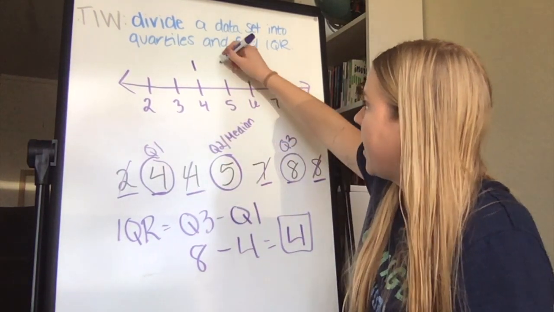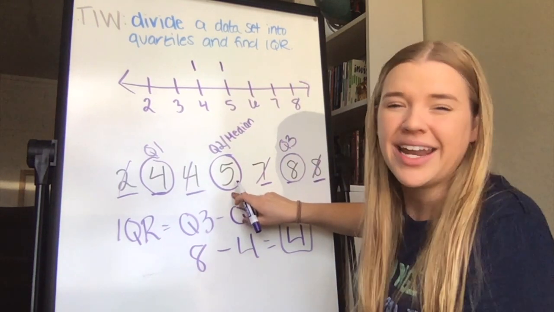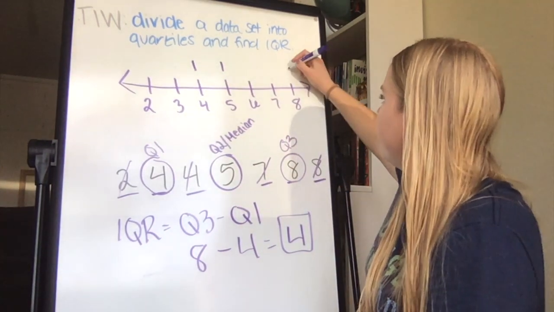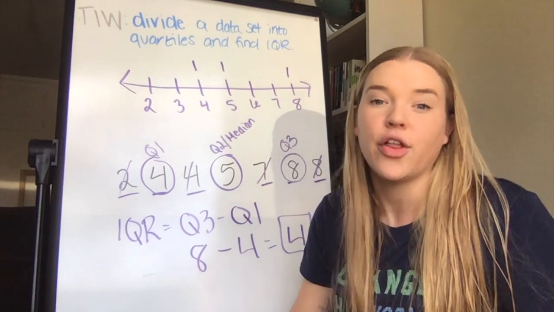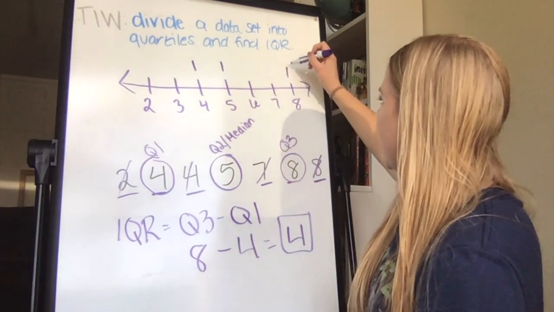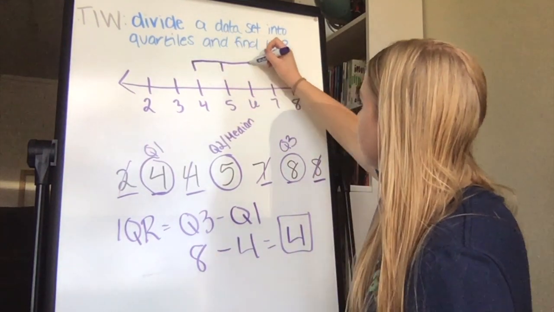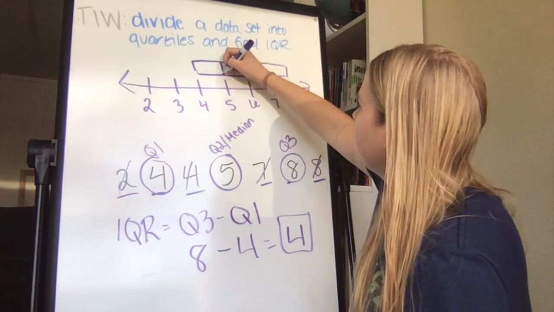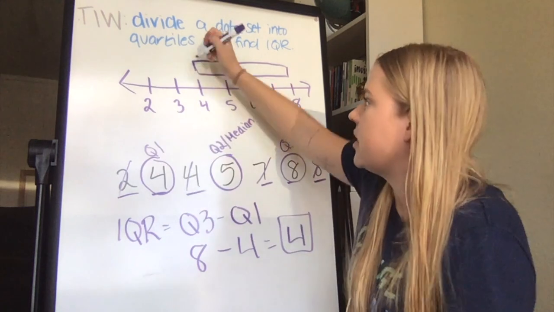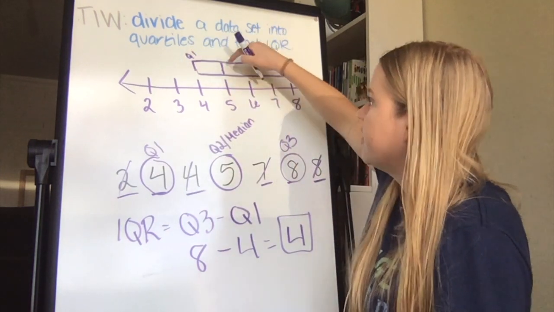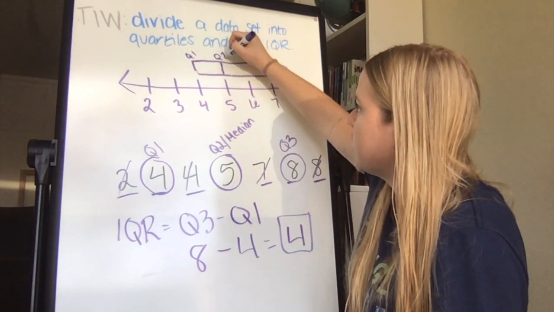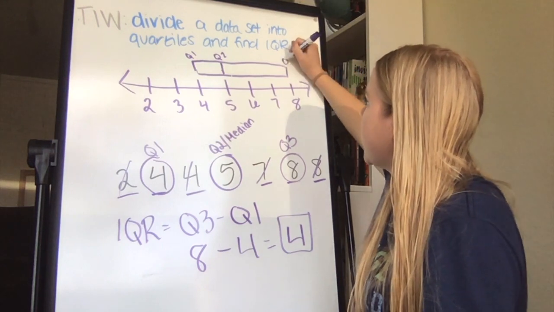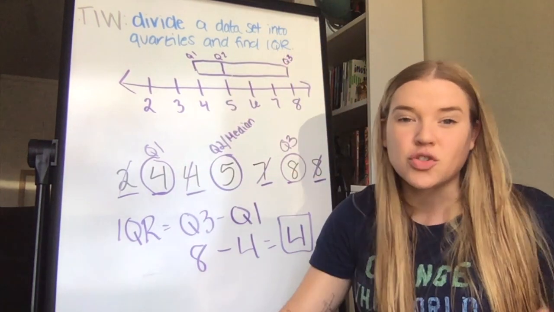A line above 5, which is quartile 2 or my median, and then another line above 8, which is quartile 3. And I'm going to turn these into a box. So what it's going to end up looking like is the left side of the box is going to be your quartile 1. This line in the middle of your box is quartile 2. And the line at the end, making up the right side of your box, is quartile 3.